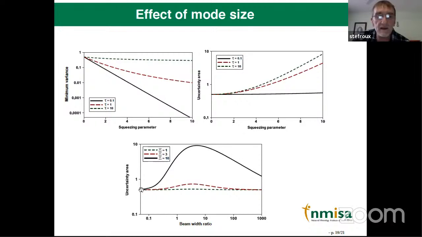The interesting thing is that it's not a monotonous change. If I plot this as a function of tau, of this beam ratio, I see that my minimum uncertainty area, or my uncertainty area, increases to some maximum value, and then it starts to decrease again. The reason for that is not quite clear to me at the moment.